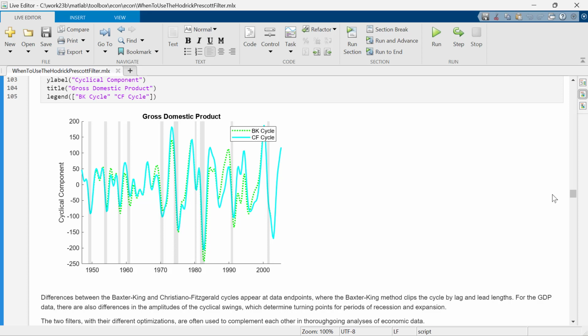So potentially the inference that you would draw from, where to date the business cycle, would be different from these two filters if the amplitudes of the cycles are significantly different. And they can be, depending on what particular data you look at.